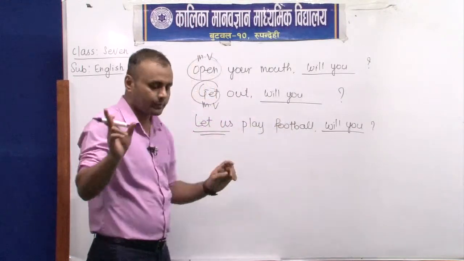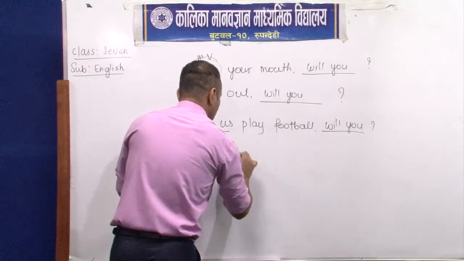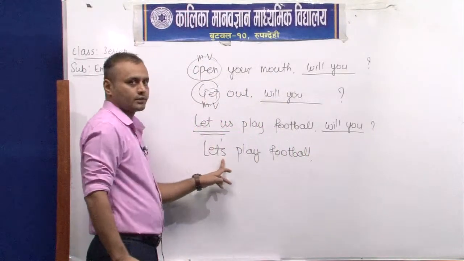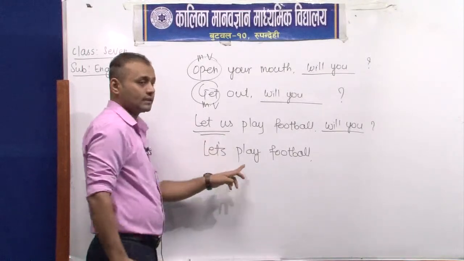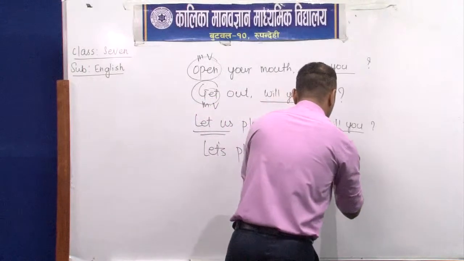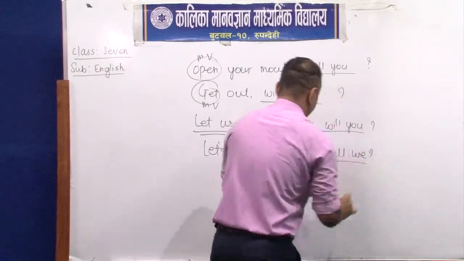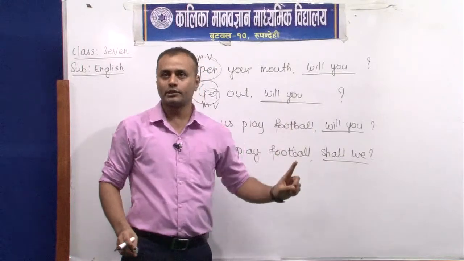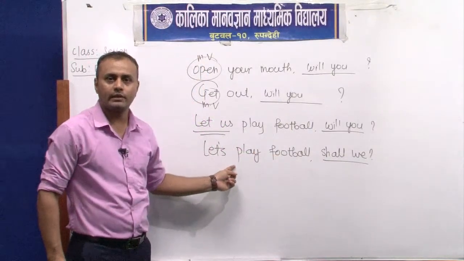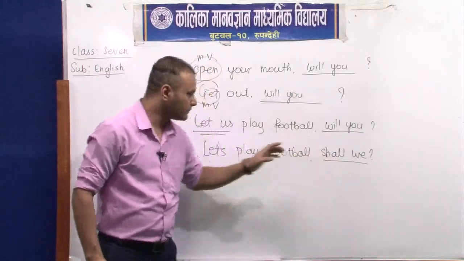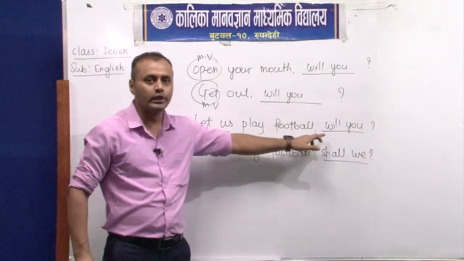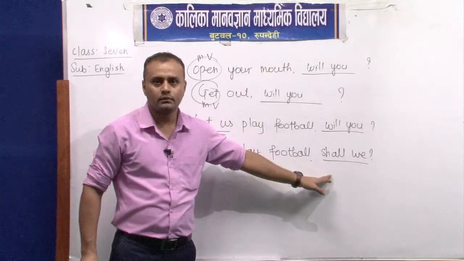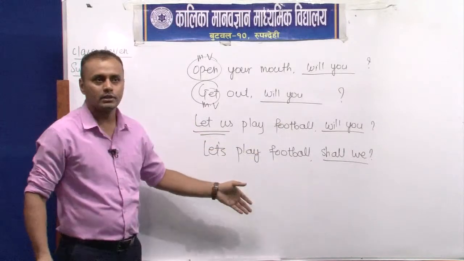Okay. But if there is apostrophe s like this, let's play football. If there is apostrophe s, like this, then in such a case we use shall we. As a matter of fact, we use the tag shall we in only one condition, and this is the condition: if there is apostrophe s. If there is apostrophe s, we always use shall we in our tag. You see, there is apostrophe s. No apostrophe s means will you. With imperative sentences, will you, but with apostrophe s, we always use shall we. Are you getting my point? If there is apostrophe s, that means shall we.